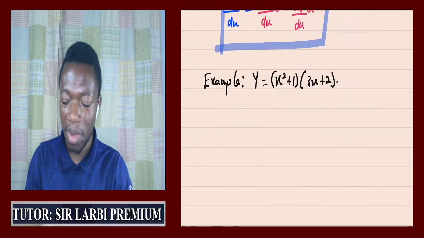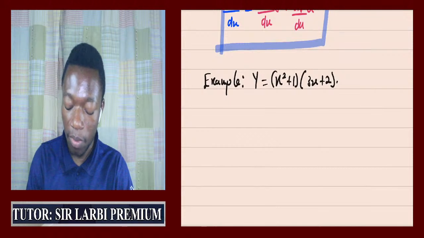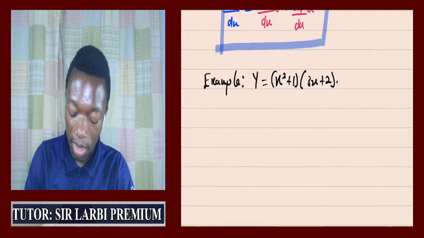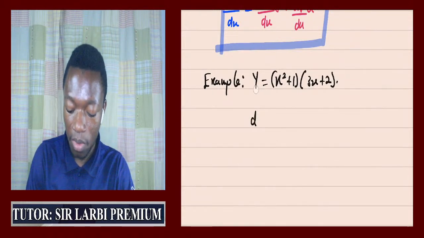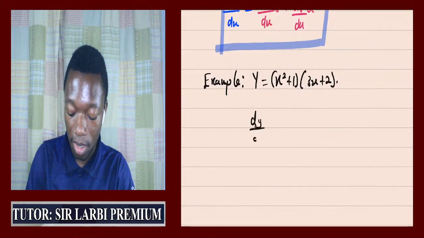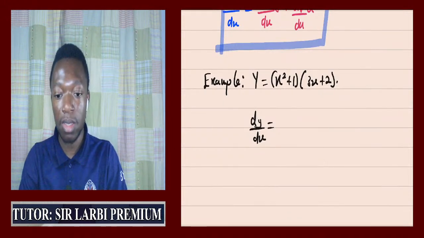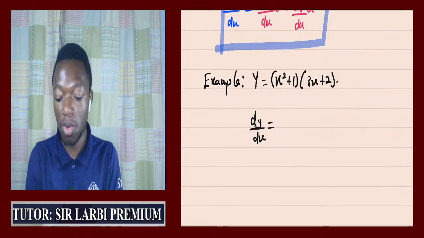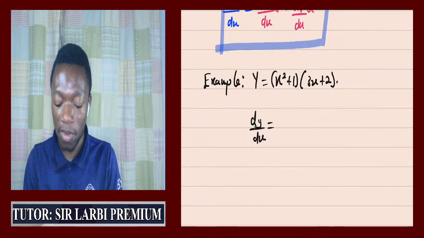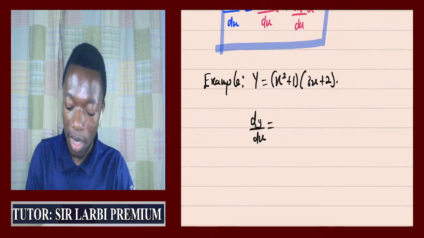How do we go about the differential of this? It's very simple. We are differentiating with respect to x. So dy over dx will be equal to... here we have two approaches. I'll present the two and then you decide which one will best suit your understanding at the end of the day.